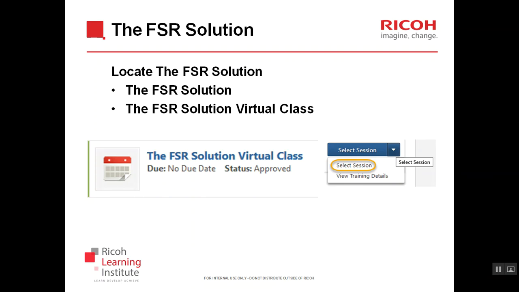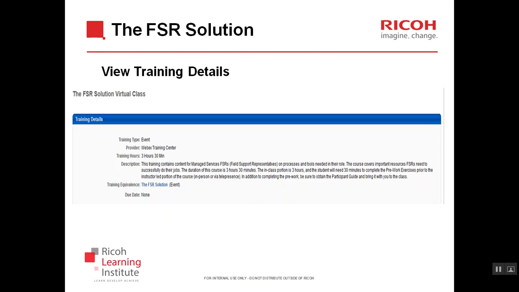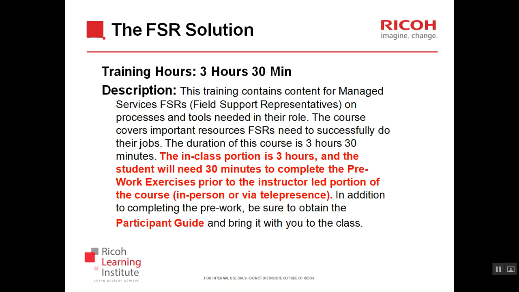You may notice that you have been assigned the event. If you see that your status shows Approved, click on the down arrow and select the session date. Your other option would be to view training details. Training details gives you a brief description of the course. This should take about 3.5 hours to complete, 3 hours of which is the live or virtual class, and allow about 30 minutes to complete your pre-work.